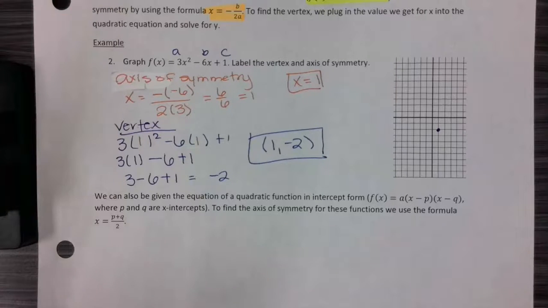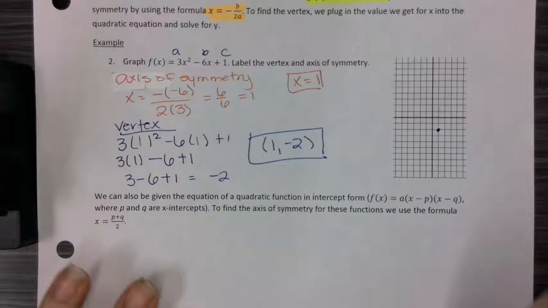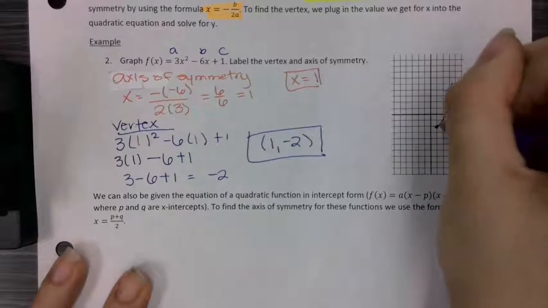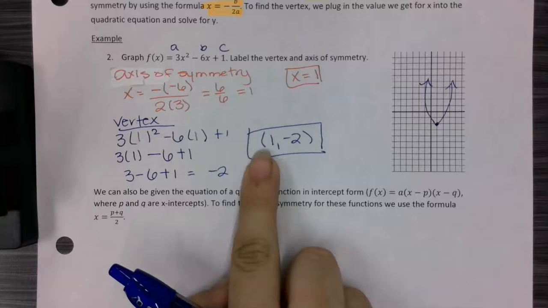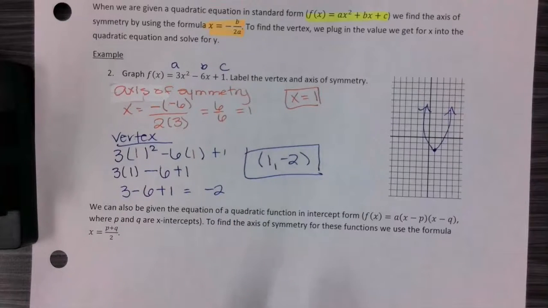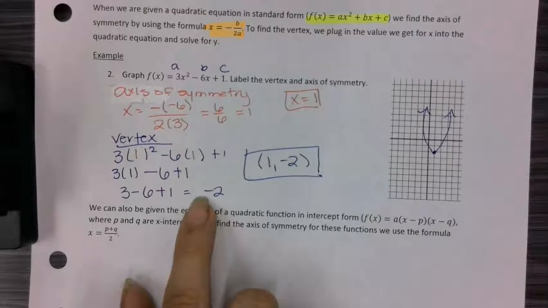Why am I so extra? Because you can't always tell on the graph. Why did the 1 come first? The 2 came from when I plugged into the equation.